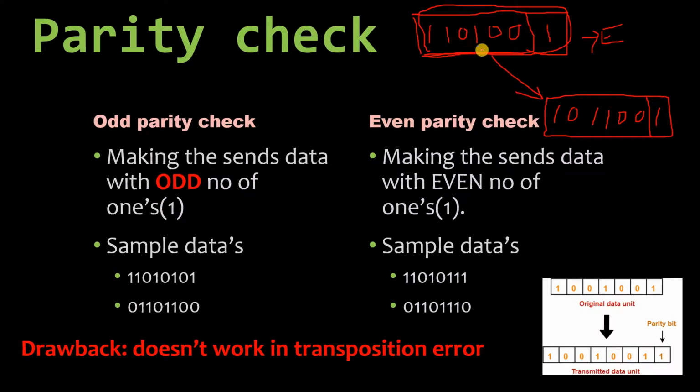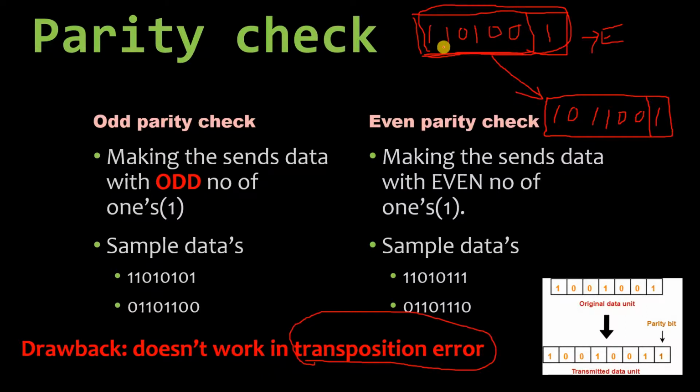It is actually wrong data, right? Here it is 110100. Here it is 101100. So obviously it is wrong data. But according to the even parity check, is this correct? Yes, obviously it is correct, because 1, 2, 3, 4 ones are there. So according to the even parity check, it works correctly, but the data which is received is wrong. So this is known as transposition error.